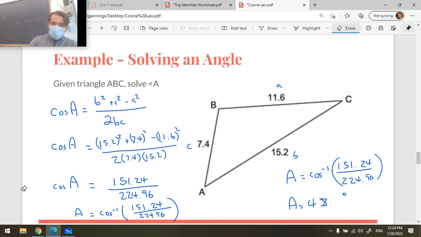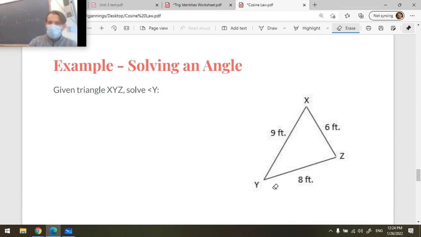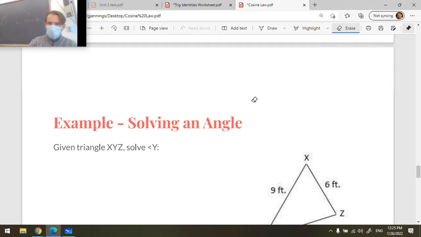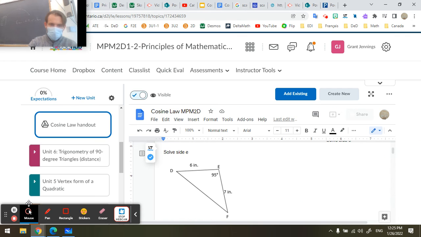Okay, let's keep going. So the example that you'll try, you can just take a look here, is solve for this angle y when you have a 9-foot side, an 8-foot side, and a 6-foot side. You want to solve for the angle that's opposite the 6-foot side. So go ahead and try that yourselves, everybody. And then I'll pause the video here so that you can get a chance to try that. Okay, let's keep going, everybody.